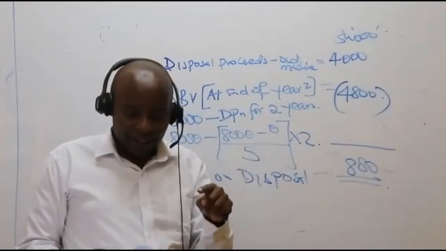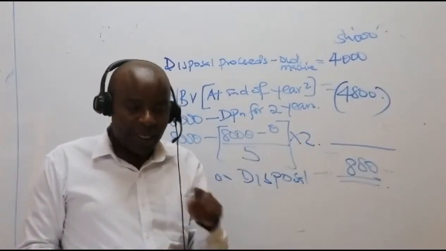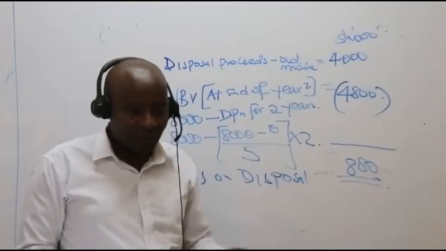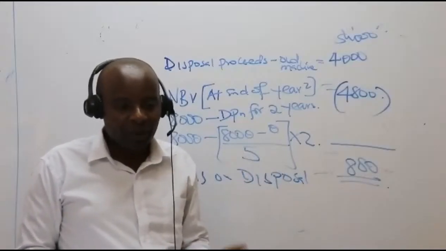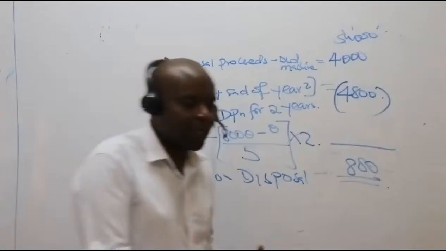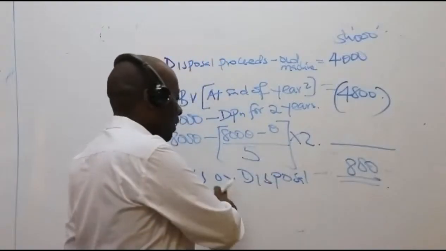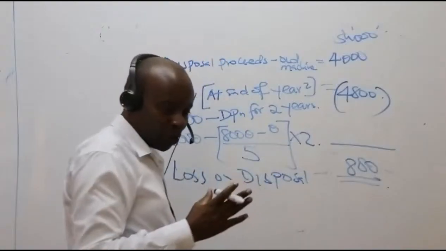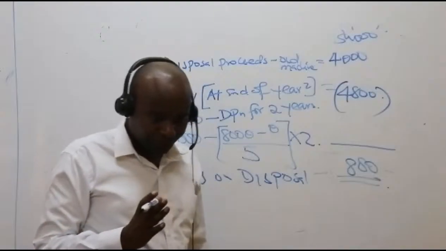5 years. So in this case, I'm correct here. It should be 5 years, not 7. So in this case, what do we have? 800, which is a loss on what here? A loss on disposal.